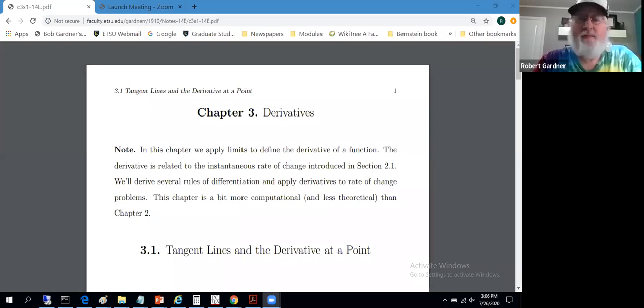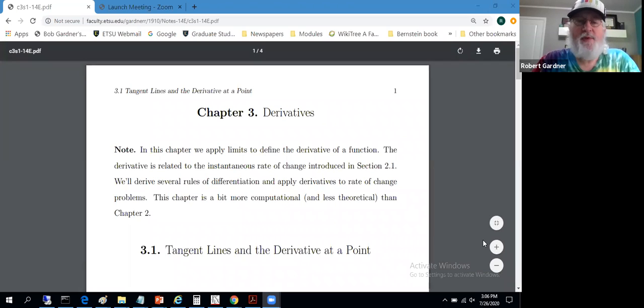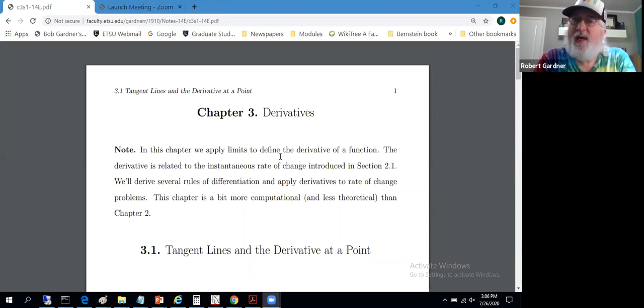All right, chapter 3, derivatives, something a little more computational and a little bit less theoretical for you. So in this chapter, we'll use limits. We're certainly not done with limits, but maybe we can set aside some of the epsilon delta type stuff for a while. But we'll apply limits to define the derivative of a function.